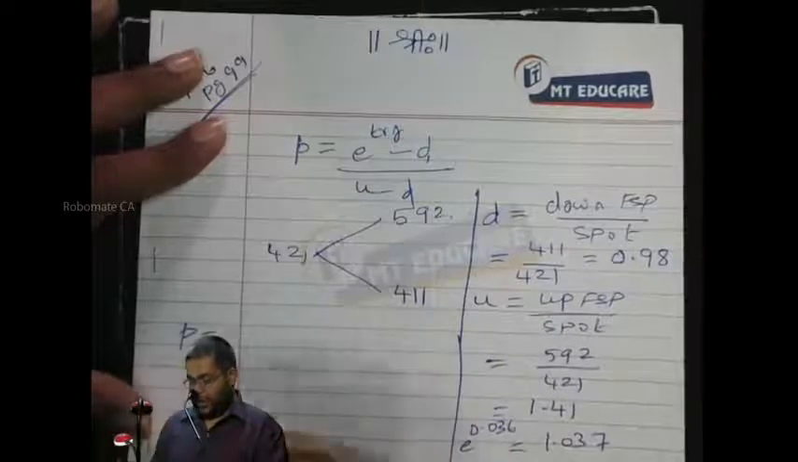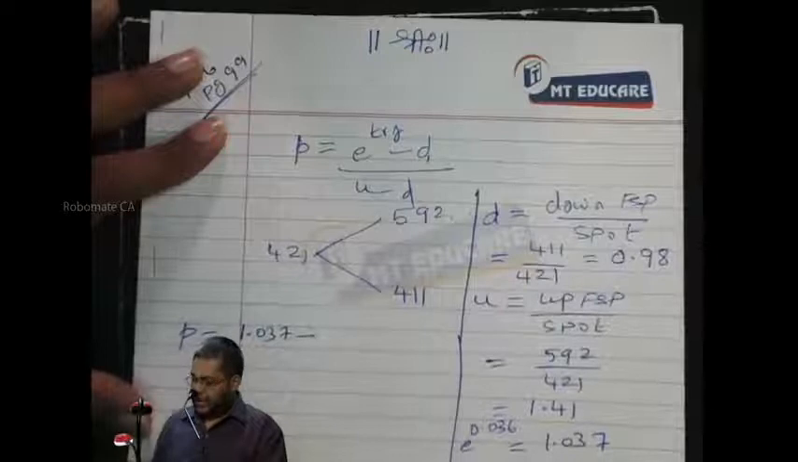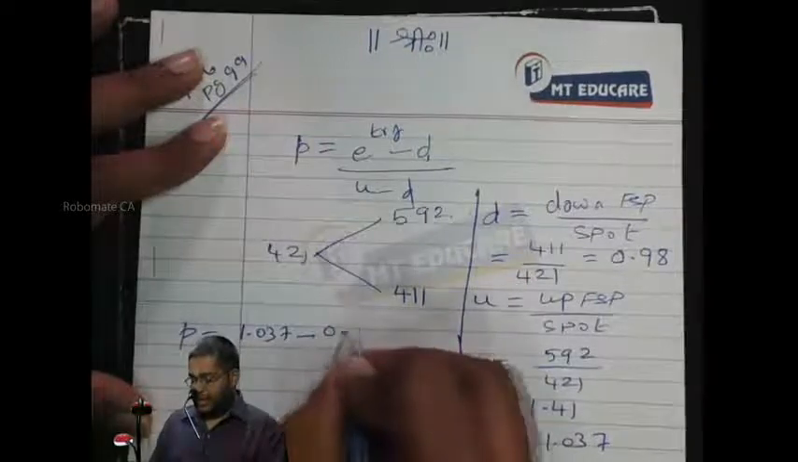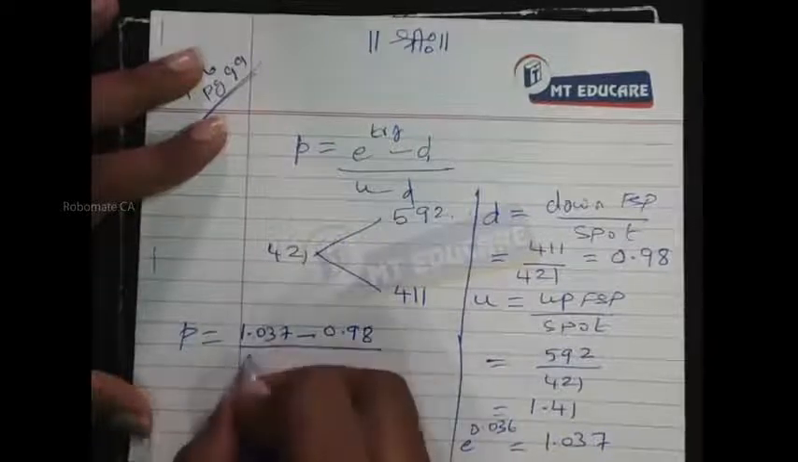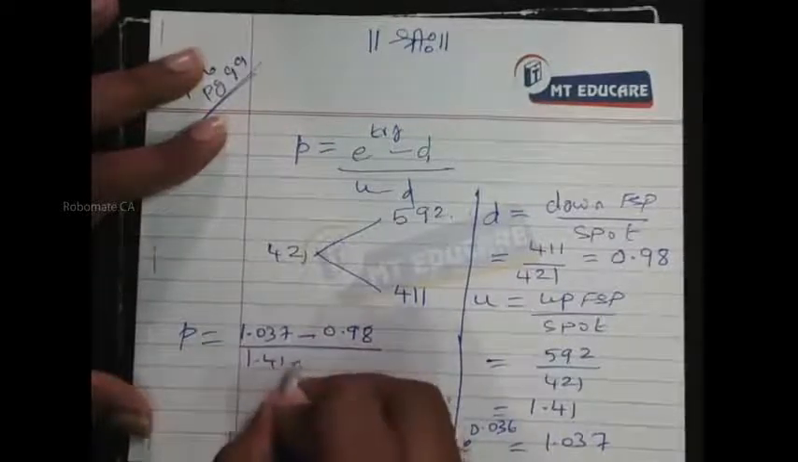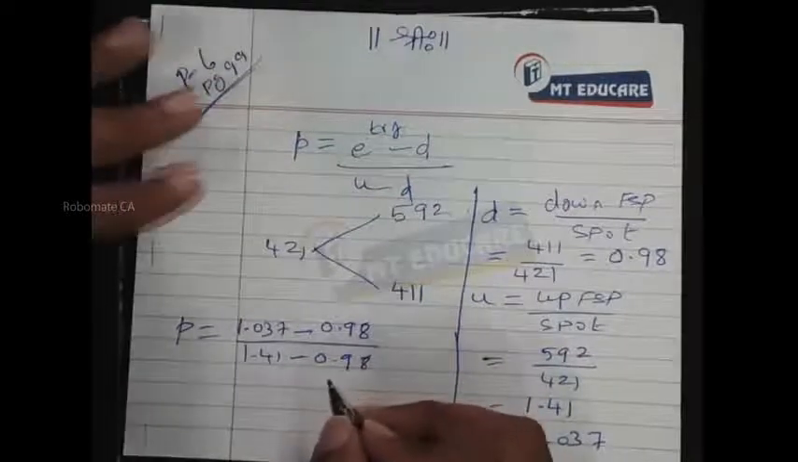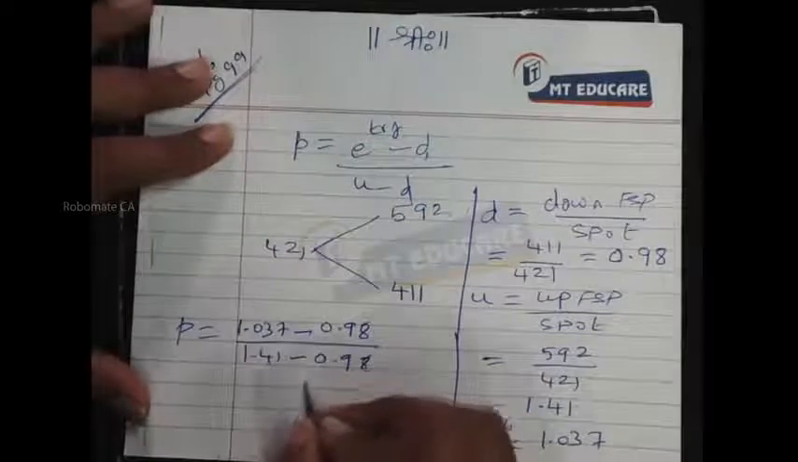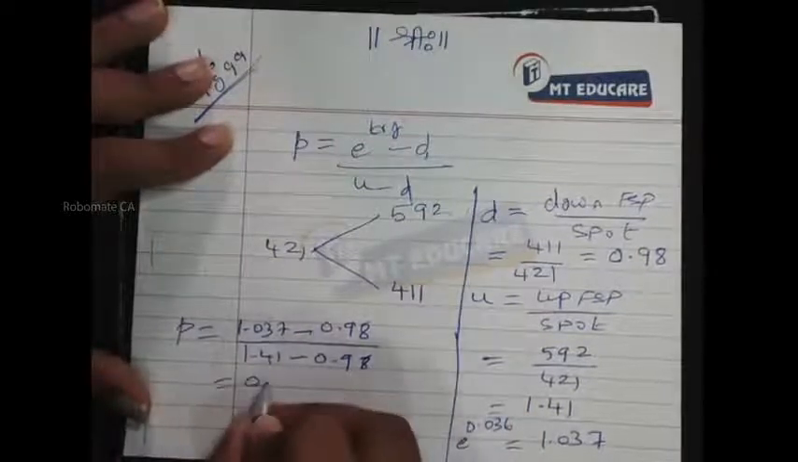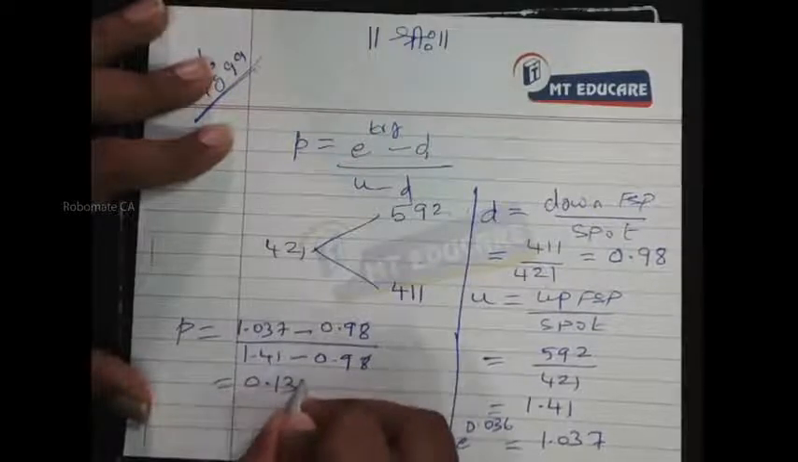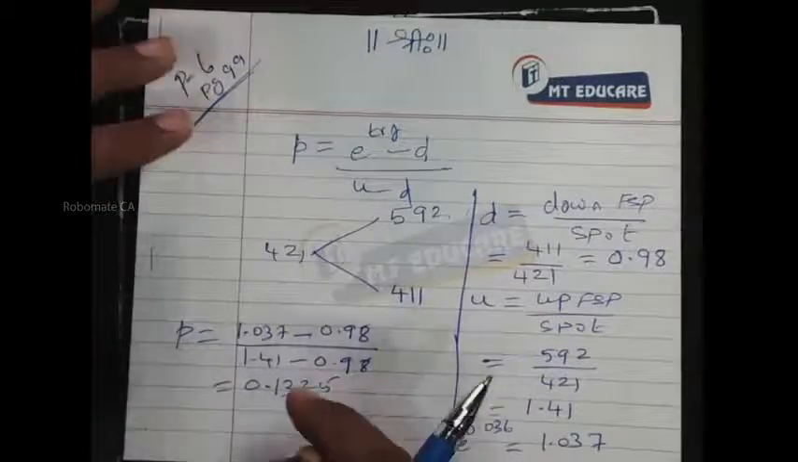Probability is equal to: do the calculation. 1.037 minus 0.98, divided by 1.41 minus 0.98. Tell me the number. 0.13, okay, 0.1325.